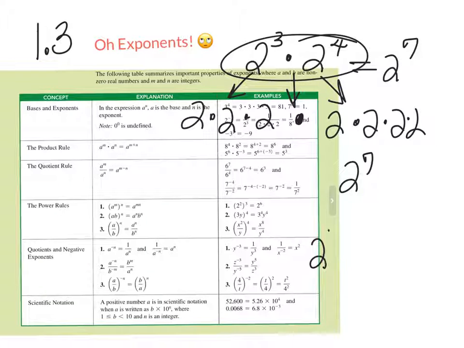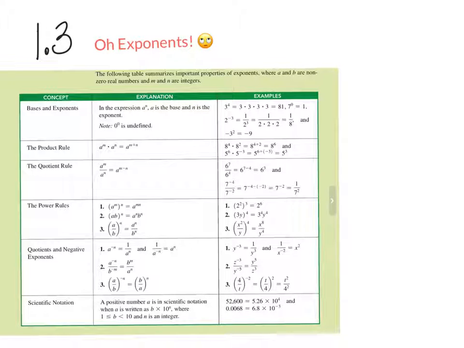which makes it really nice for when we have problems like 2 to the 12th times 2 to the 13th, right? We don't want to write 12 2's and 13 2's when we know that it's just going to be 2 to the 25th power. So there's 12 2's multiplying here, 13 2's multiplying here, so it's 2 to the 25th power.